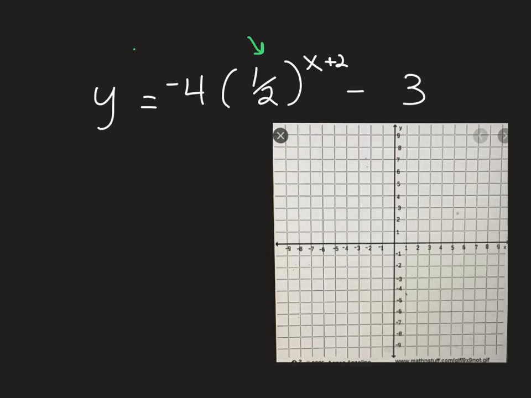So let's start the same way. Out here, there's a negative 3. That's where my asymptote is going to go every time. So I'm putting my asymptote at negative 3. Usually, I would go up 1 from there, which is right here. Go up 1 from right there.